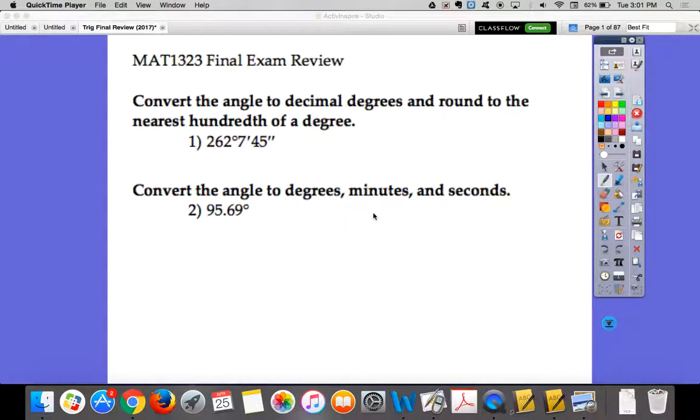Okay, guys, we're going to go as quickly as we can through these problems for your final exam review for college trig. First one, convert the angle to decimal degrees and round to the nearest hundredth of a degree.